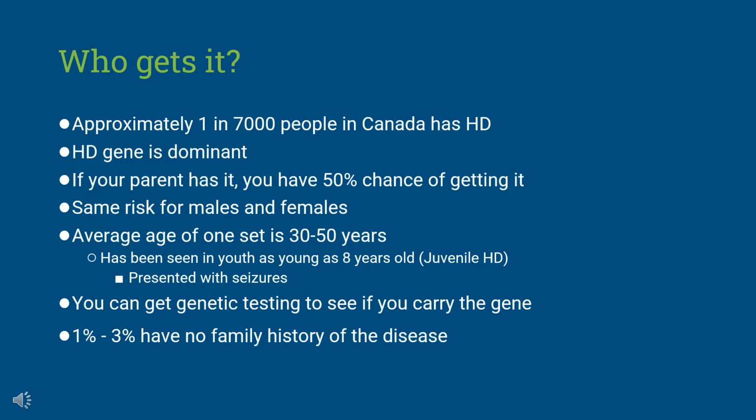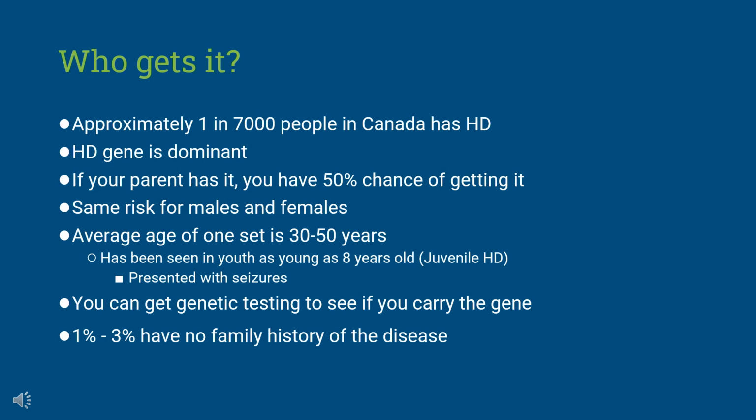Who is at risk? Well, approximately 1 in 7,000 people in Canada have Huntington's disease. It's gene dominant, so if your parents have it, you have a 50% chance of getting it. And there's also the same risk for males as there is for females.